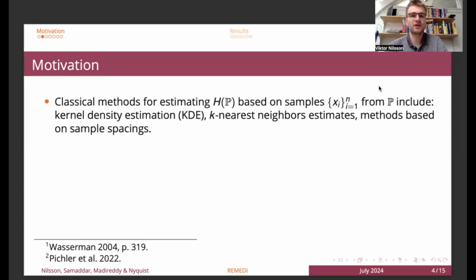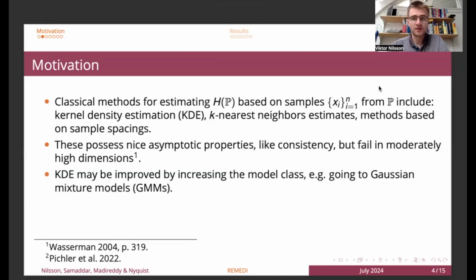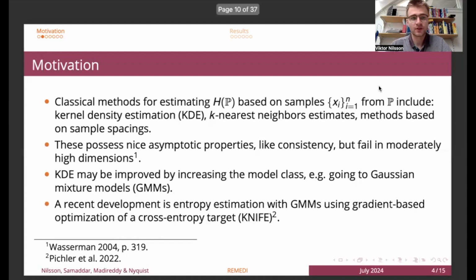Classical methods for estimating this based on samples include KDE, KNN, and sample spacings methods. These have nice provable properties like consistency, but produce poor estimates in moderate dimensions. KDEs can be improved by increasing the model class, for example, going to Gaussian mixture models. A recent development in that direction is estimating entropy with GMMs with a gradient-based optimization of a cross-entropy loss.